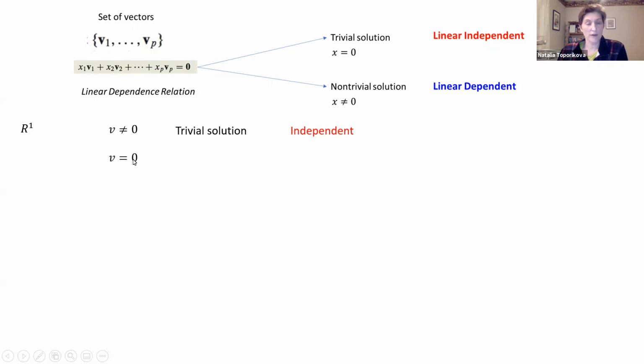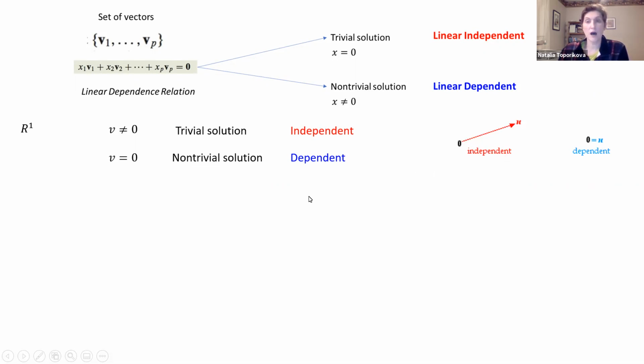So what if our vector is zero? In this case, any x would give us 0 on the right-hand side, so the only possible solution is a non-trivial solution. By definition, this means that our system is linearly dependent. So basically, we can say that only the zero vector is dependent on itself. Any vector of non-zero length will be independent of itself.